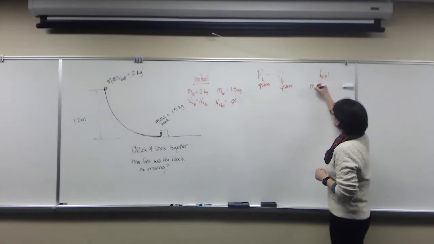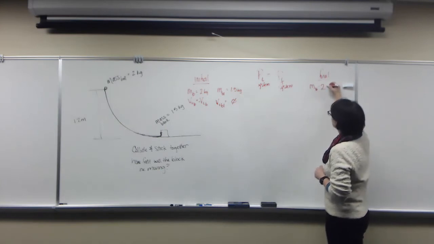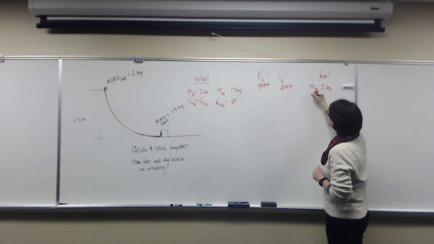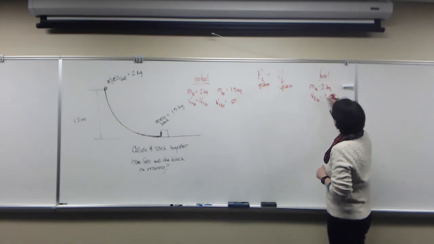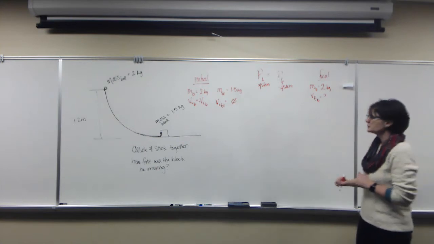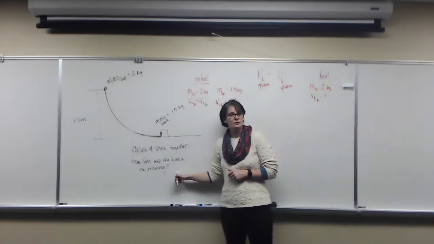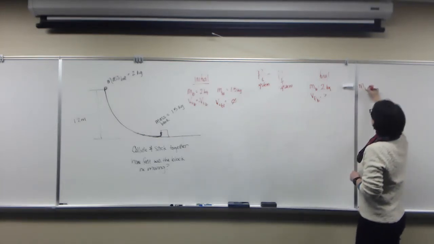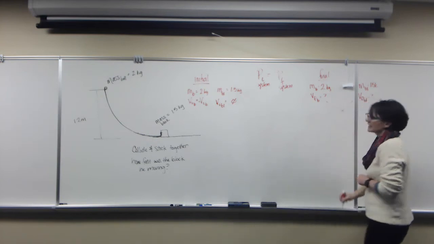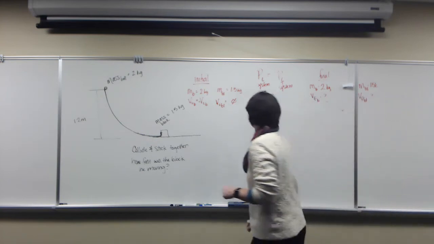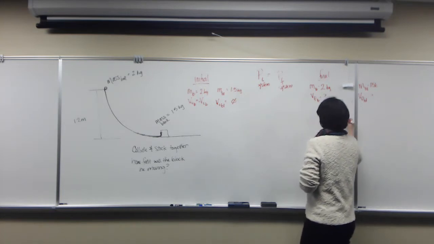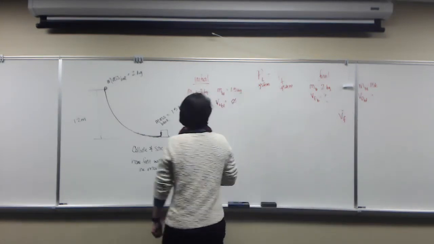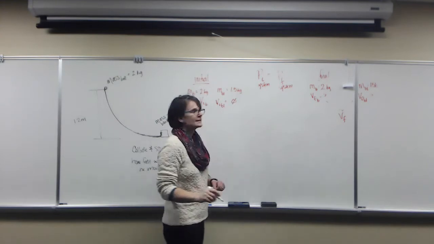In the final case, our masses haven't changed. So the mass of the ball is 2 kilograms. We don't know the final velocity of the ball. That's what we're interested in because they're sticking together, so the block and the ball will have the same final velocity. Mass of the block is 1.5 kilograms. The final velocity of the block, we also don't know. But again, these two are going to be the same. So we'll just call them the final.